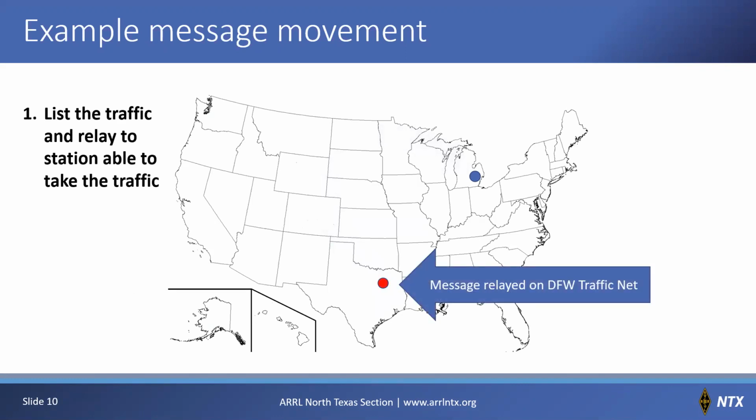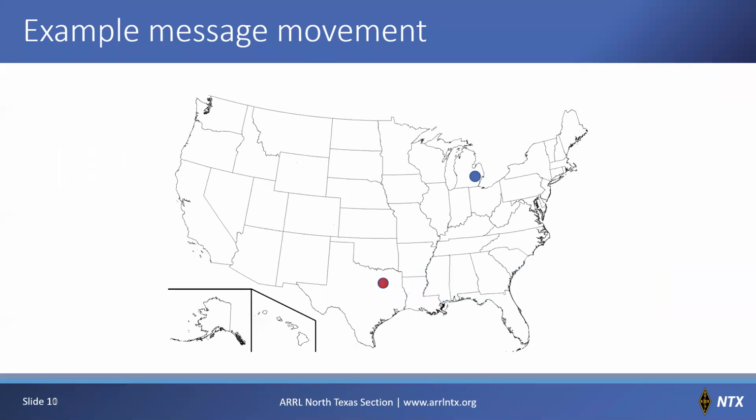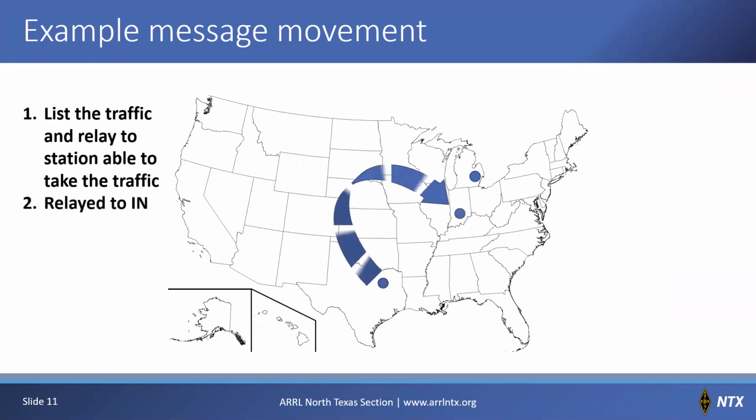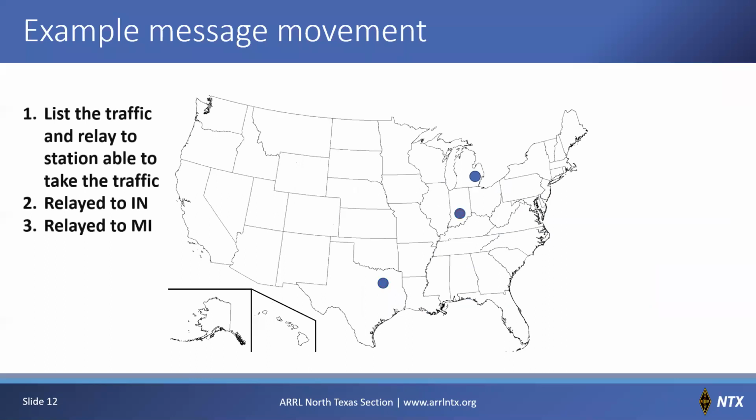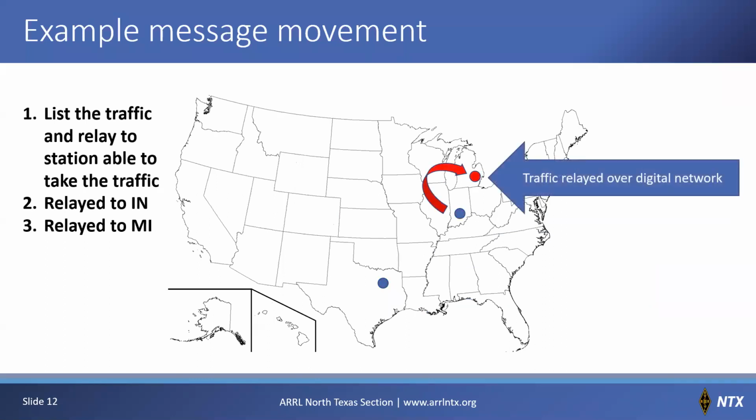And I say I have one going to Michigan. And then some magic happens that I'll explain, that we figure out how to get it started in that direction. And in this case, the station that picked it up could take that to the digital traffic net, DTN, and they relayed it from here in Dallas up to a station in Indiana. From there, a station in Michigan picked it up through DTN, so it relayed again from that station in Indiana to a station in Michigan over DTN.